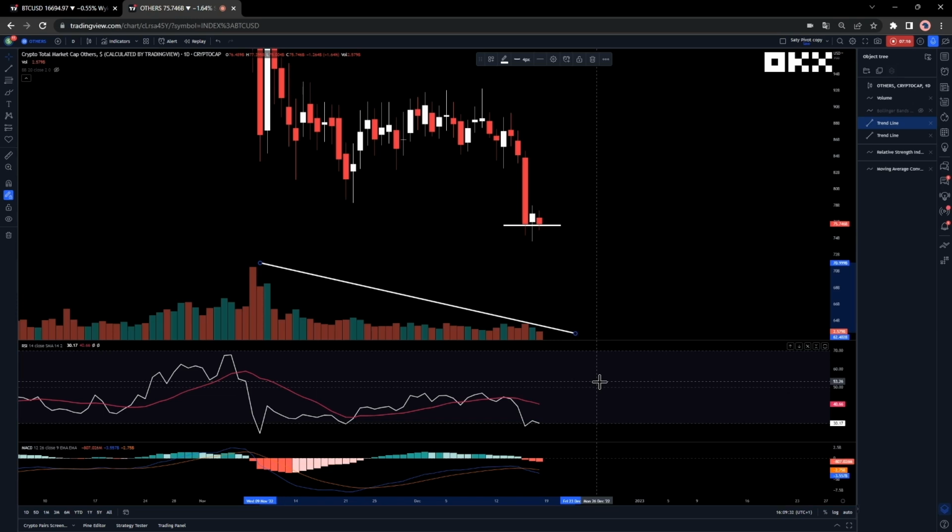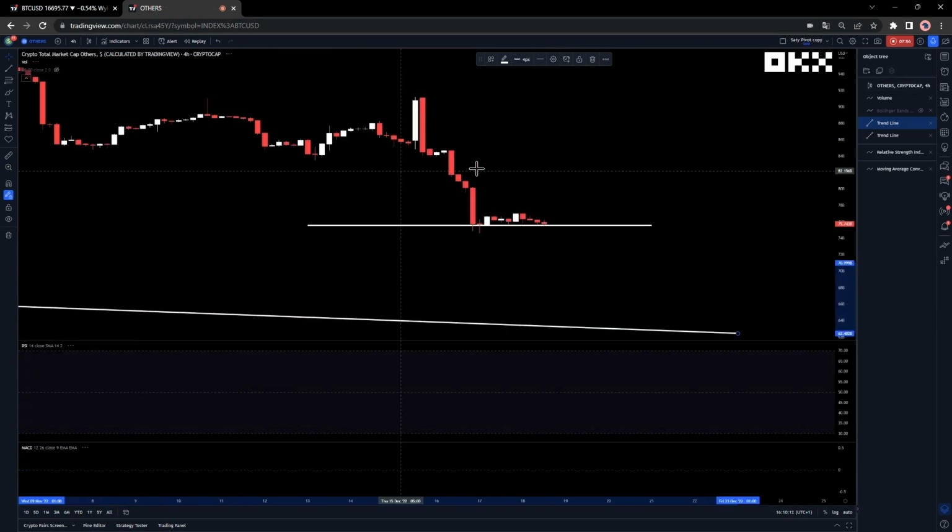which is of course a good indicator or good sign for any specific altcoin, because if altcoins are in a continued downtrend, it will be very difficult for any specific coin to make a significant move up. So at least from this chart perspective, that's a good sign for next week.